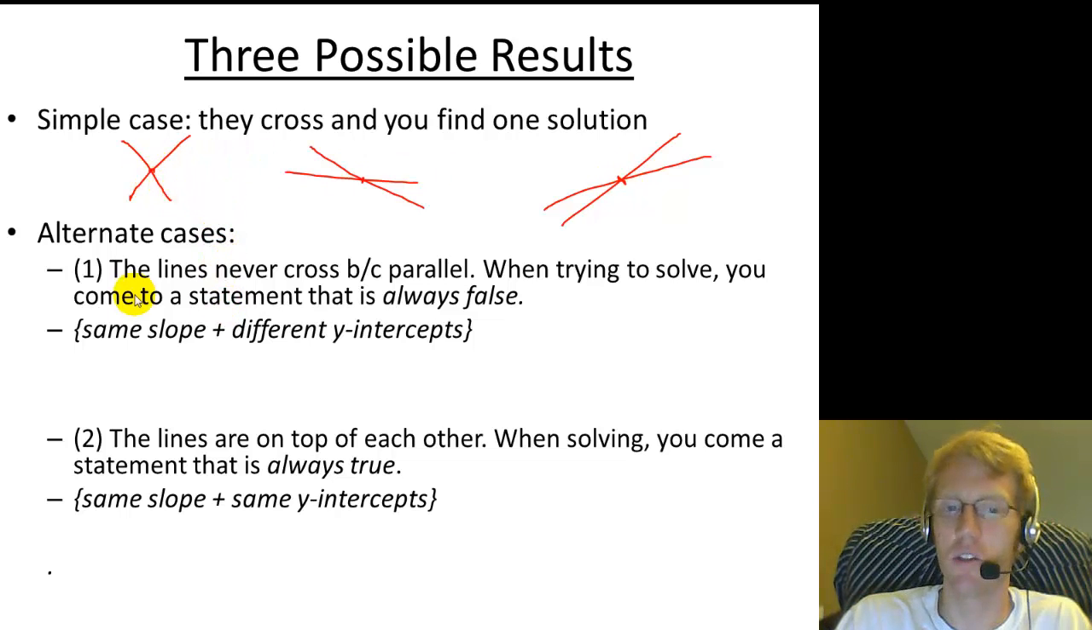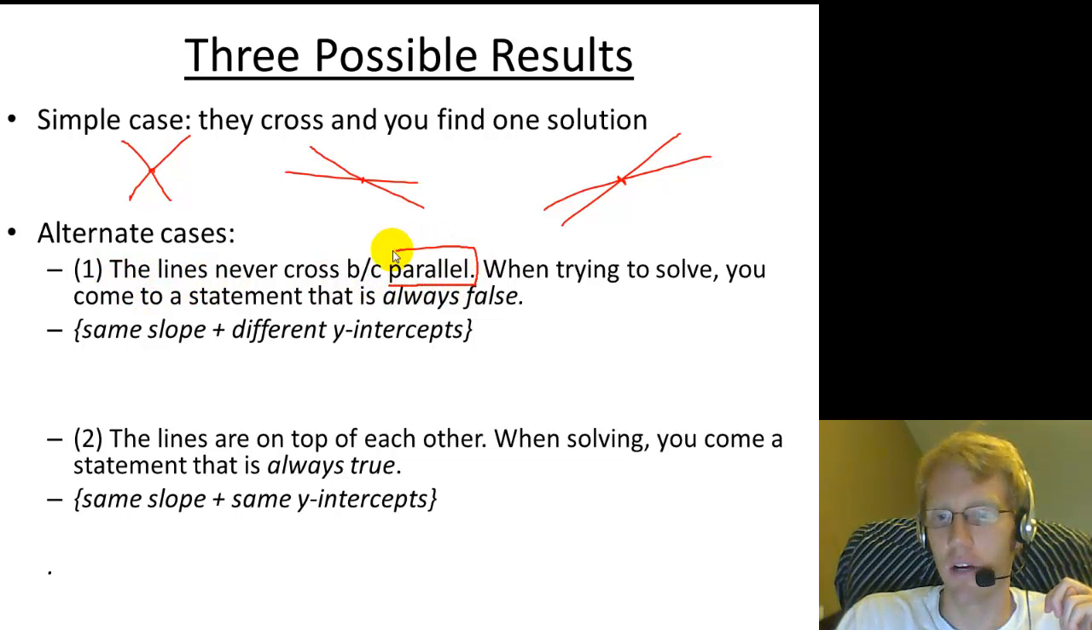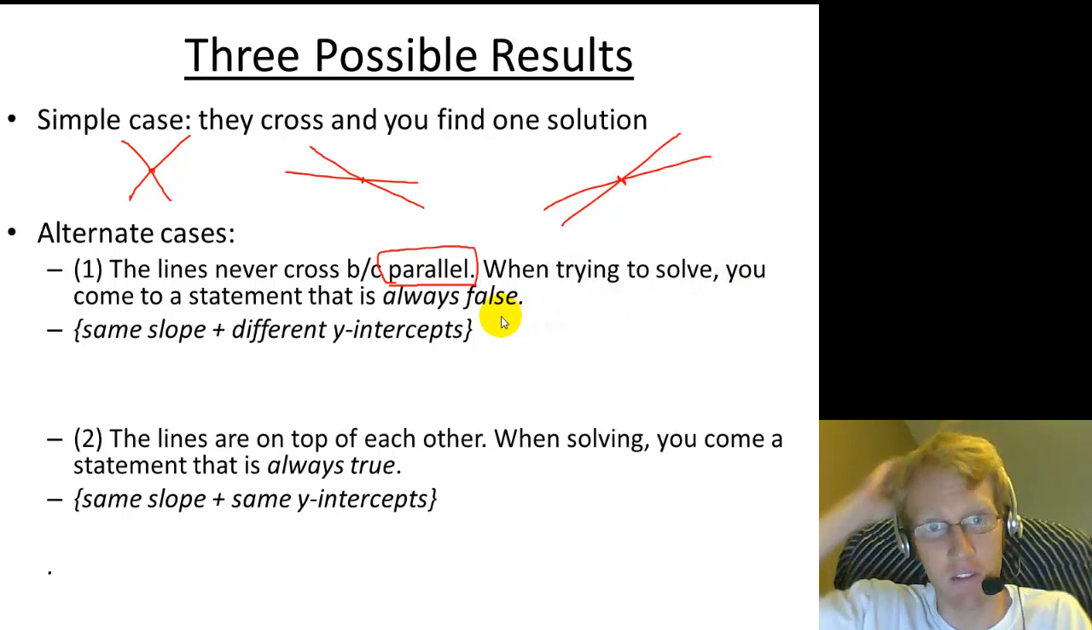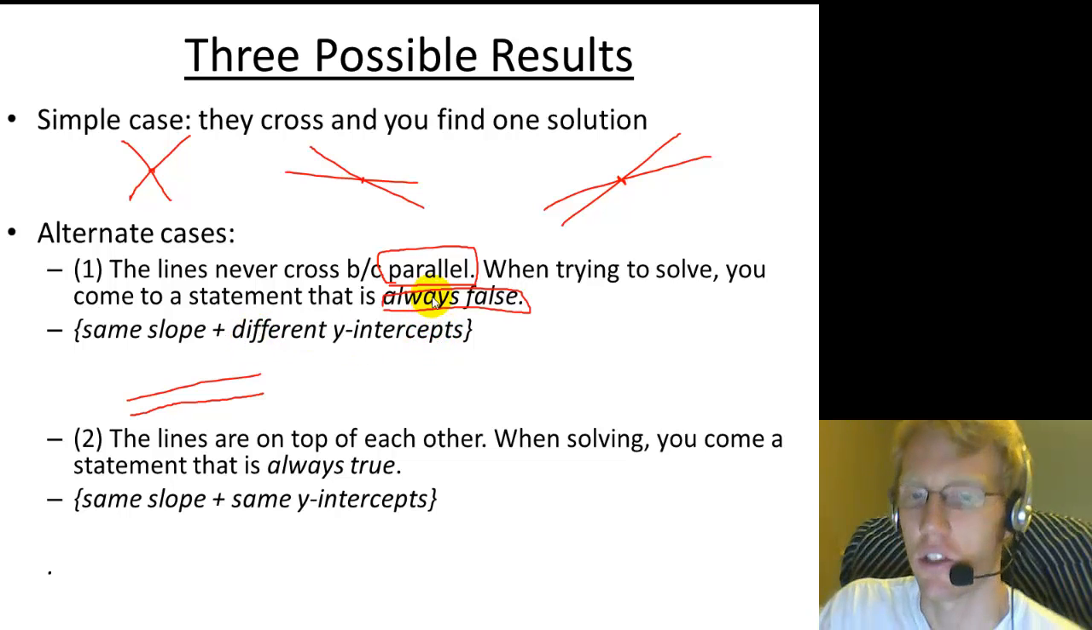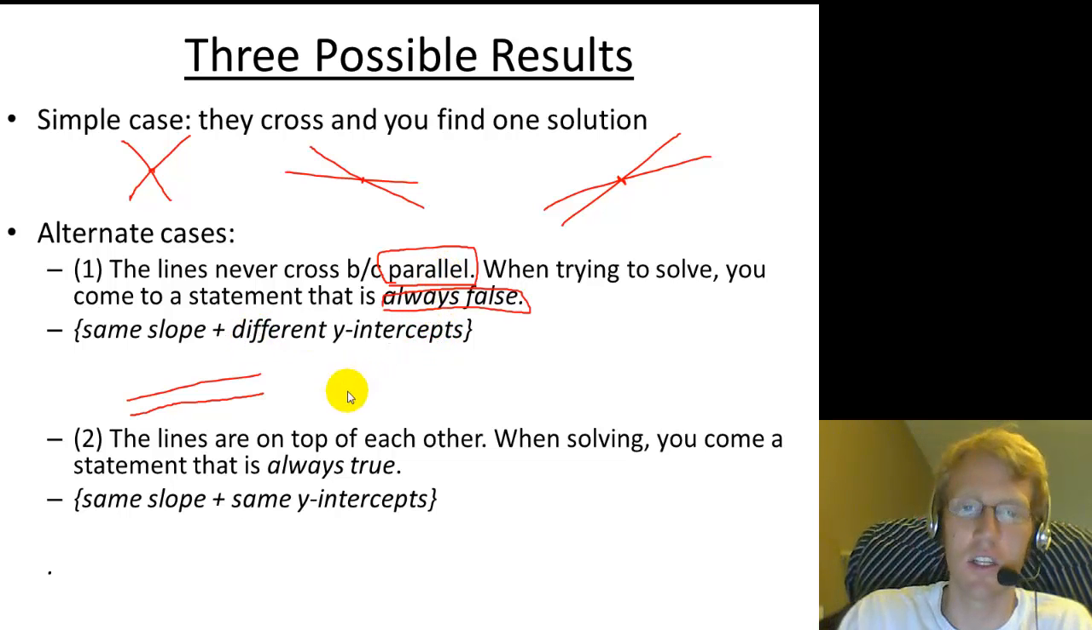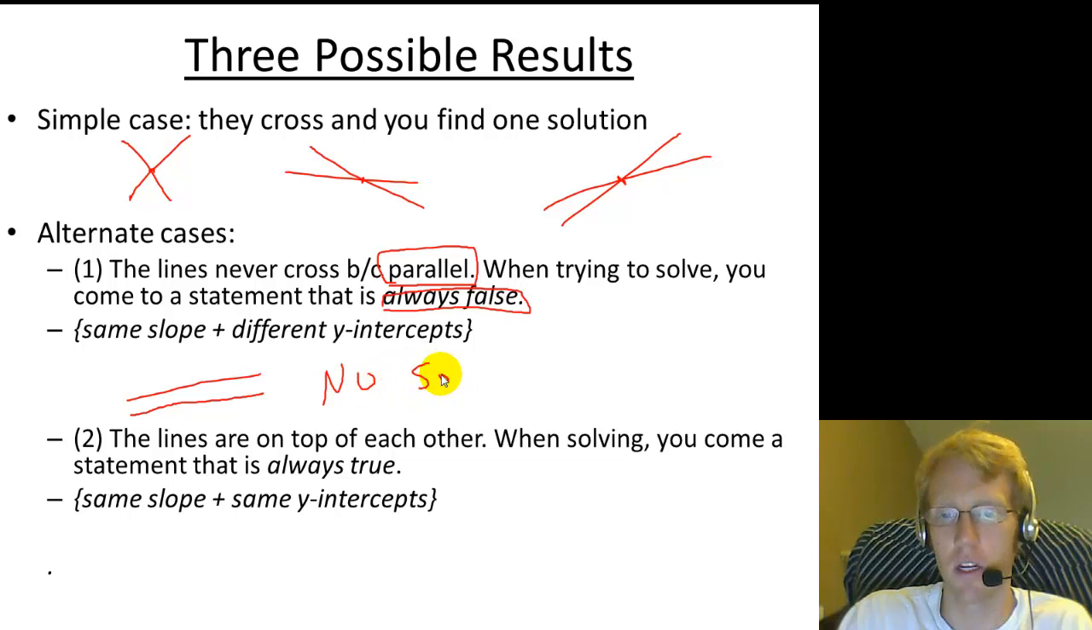What if the lines don't cross? So one of the possibilities is the two lines are parallel, and so they never cross. What happens then is, in the act of solving a problem, you'll come to a statement that's always false. Because if you're trying to find out where two lines cross and they don't cross, you'll never find a solution. So if the two lines are parallel, that means they have the same slope, but a different y-intercept, and your solution will come out to be false because there is no solution. So here you'll write no solution.